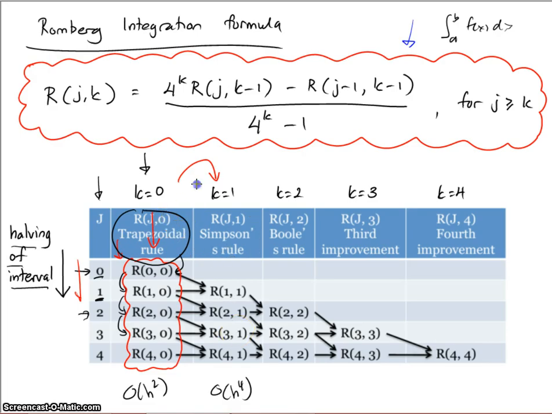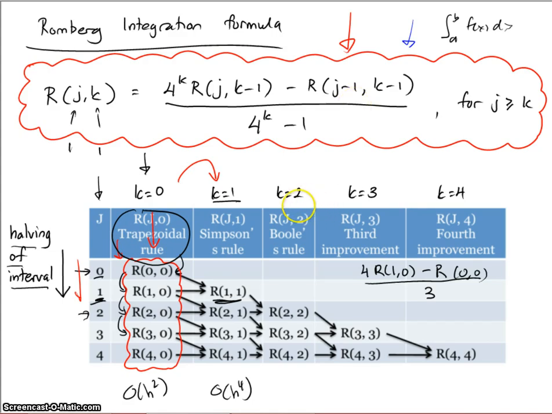And how do you get all of these solutions here? You are going to use this formula. So for example, what is R11? R11 would mean that K equals 1 and J equals 1. So you're just going to substitute J equals 1 and K equals 1 over here. If you substitute that into the general formula, you're going to get (4 times R10 minus R00) divided by 3. This is what you get when you substitute K equals 1 and J equals 1 into the general formula.